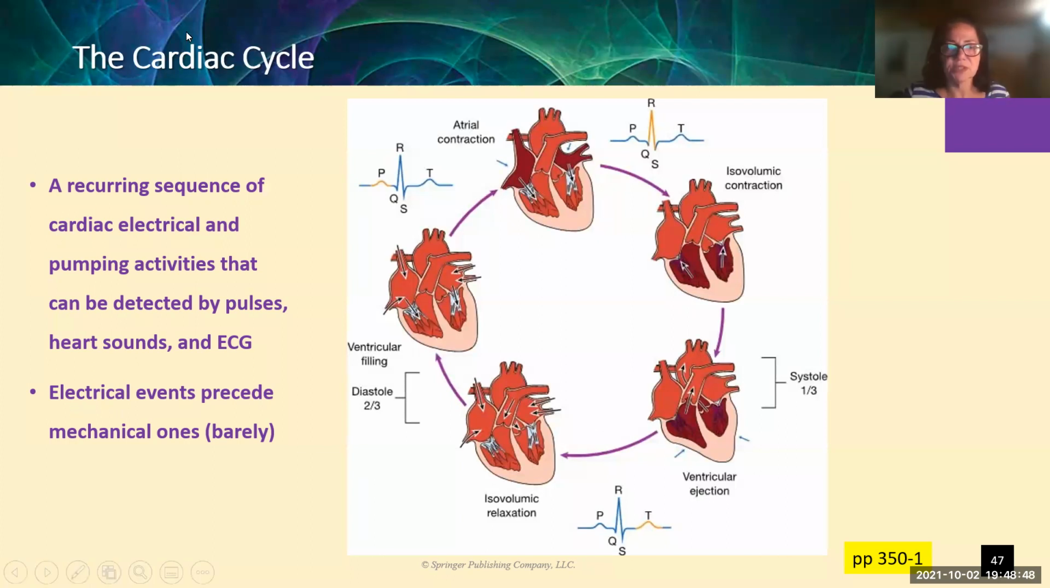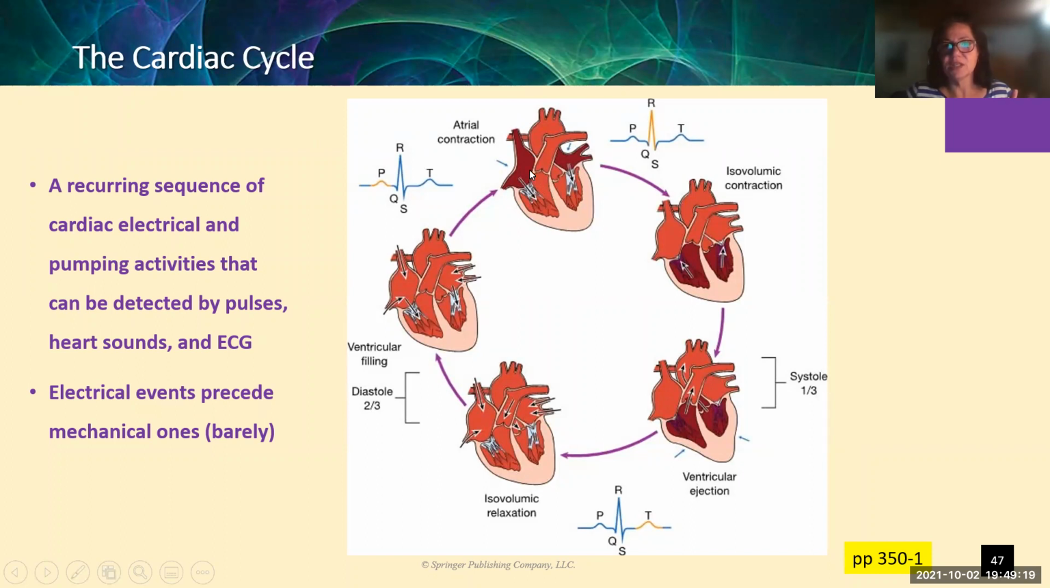So for example, let's start up here. We have the P wave. That's the depolarization of the atria, the sinoatrial node and the atria. And so that gets picked up. And then all those atrial cells that depolarize, they're letting the calcium in. Calcium is the key to unlock the actin so that the myosin can hold on and we can finally get a contraction.